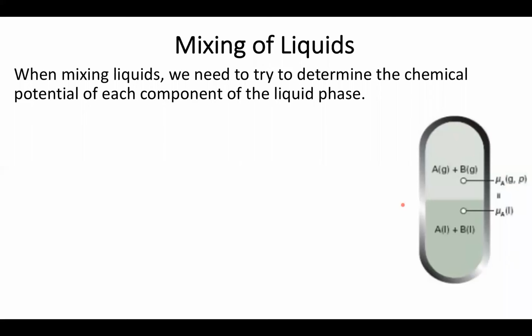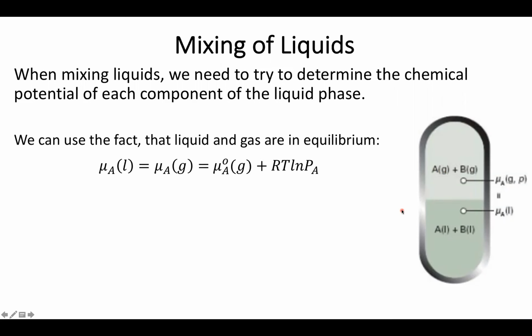So when trying to tackle a mixture of liquids, this can be a little bit tricky because, as you notice, we don't have a lot of good expressions for the liquid phase. So one of our tricks here is going to be to look at two volatile liquids. Because if I have two volatile liquids, I can then take a look at the gas species that will be in equilibrium with the corresponding liquid. And as long as the gas and liquid are in equilibrium, I know that the chemical potential of the liquid will be equal to the chemical potential of the gas.